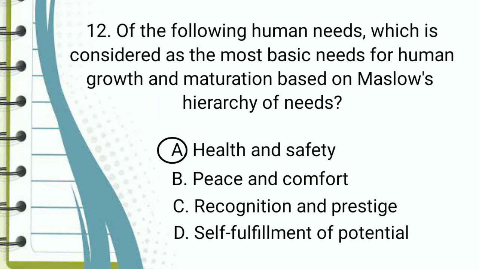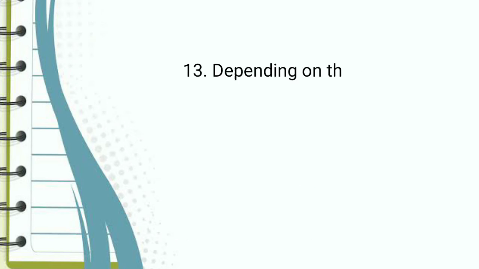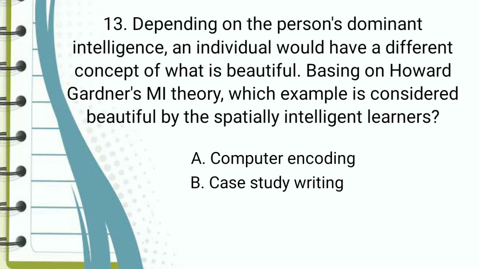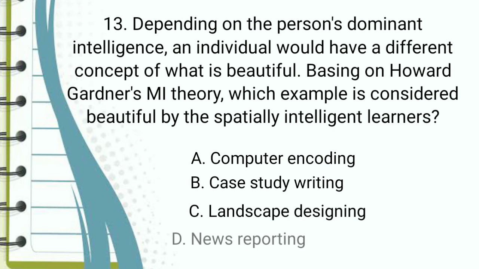Correct answer. Letter A. Depending on the person's dominant intelligence, an individual would have a different concept of what is beautiful. Basing on Howard Gardner's MI theory, which example is considered beautiful by the spatially intelligent learners? A. Computer encoding. B. Case study writing. C. Landscape designing. D. News reporting.